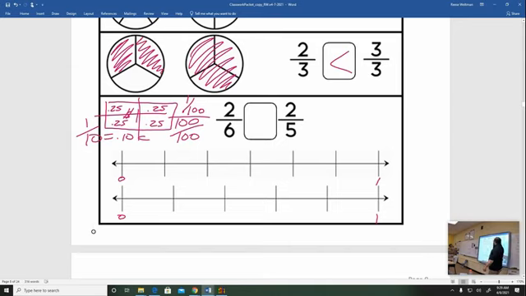Okay, on this first line, which is 2/6, right? We're supposed to find 2/6. That means we've got 6 parts. Where do I put the 2/6? Where do I put it, Heston? What's your question?